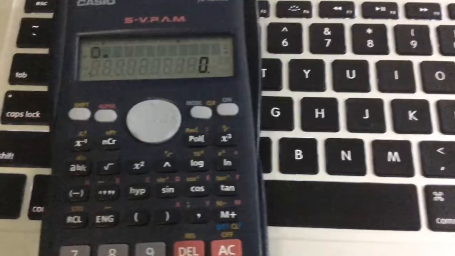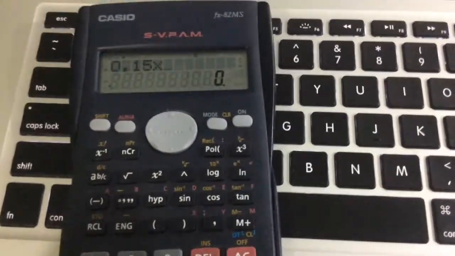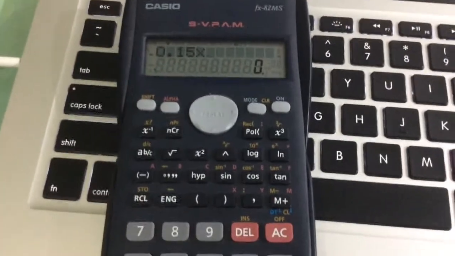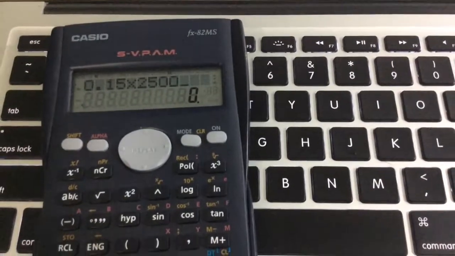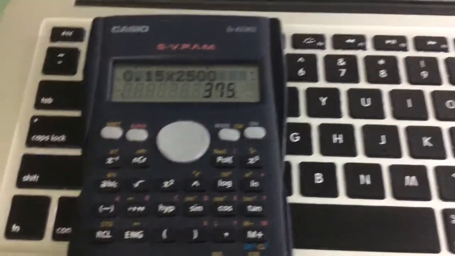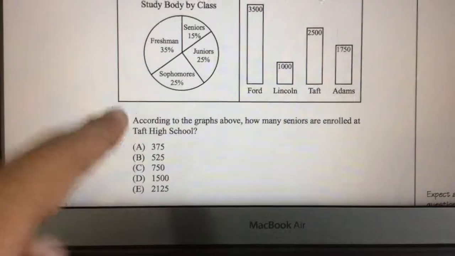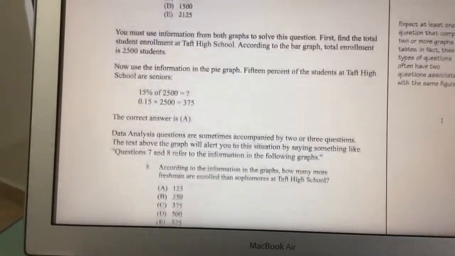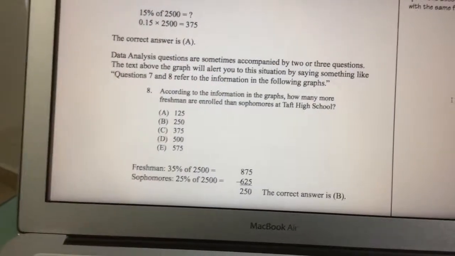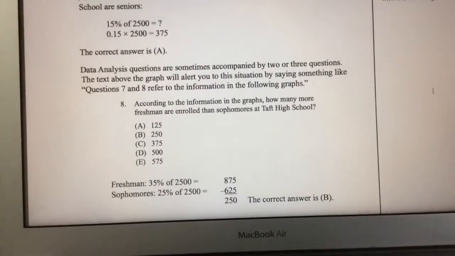You say 0.15 times, I know, guys, that this is an old calculator, but it works, times 375. Is one of the answers 375? Yes, A. Let me confirm the answer. Yeah, it is A. Well, here I showed you guys the answer.